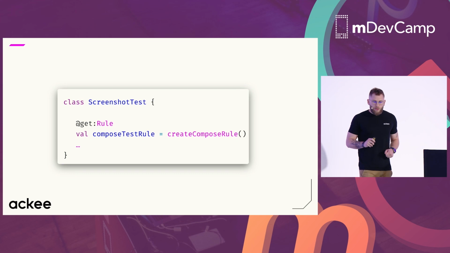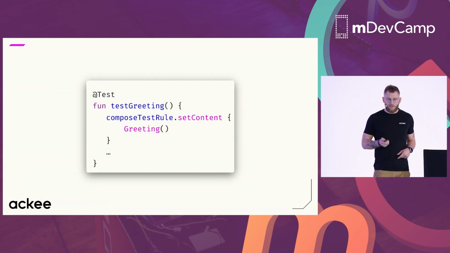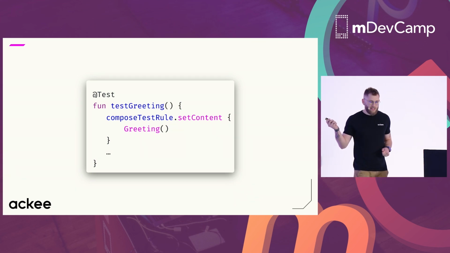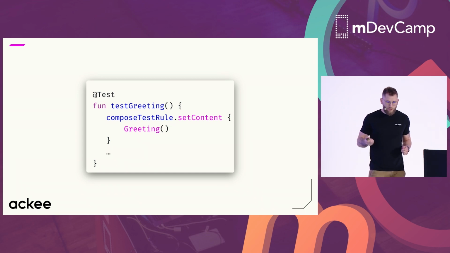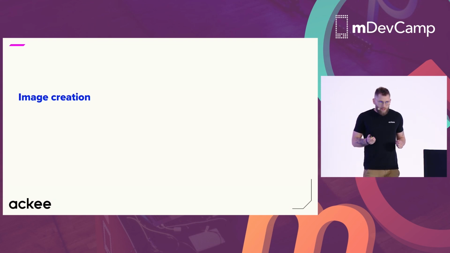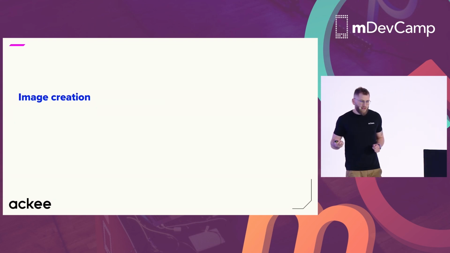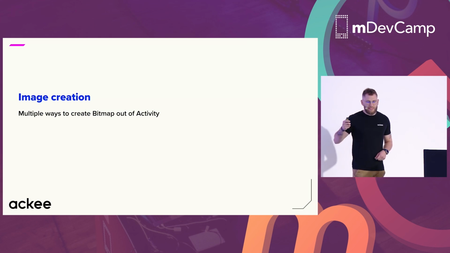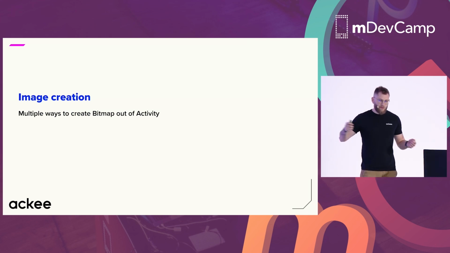Okay, so since we have created a compose rule, now we can write the test, and on this compose rule there is a setContent function to which we can set our Greeting composable, and that's it. The view is prepared. Now how to take a picture of it? If you are an experienced Android developer, you know that there are several ways to take a bitmap out of an activity or of a view.